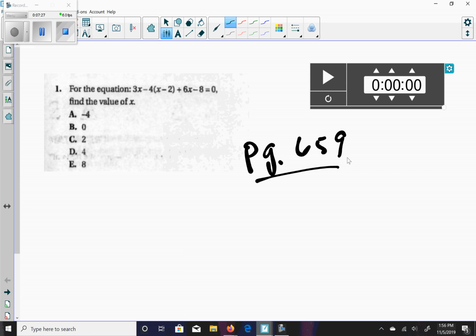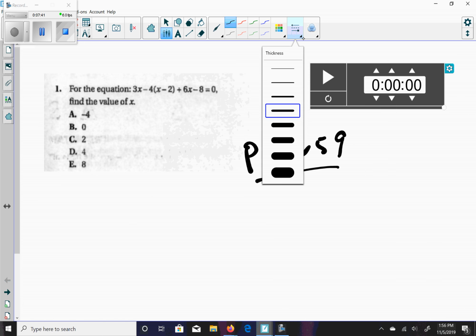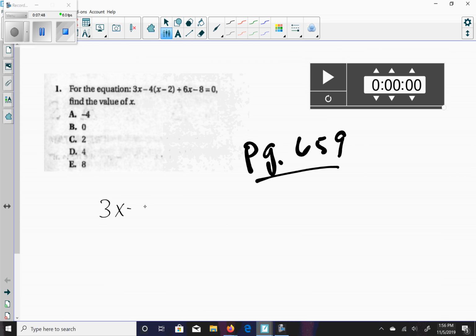Okay, your time is up, and now we are going to go over the problems. The first one says, for the equation 3x minus 4 times the quantity x minus 2, plus 6x minus 8 is equal to 0, find the value of x. Before I combine like terms, I'm going to distribute the negative 4 and make this 3x minus 4x, and negative 4 times negative 2 will be plus 8, plus 6x minus 8 is equal to 0.